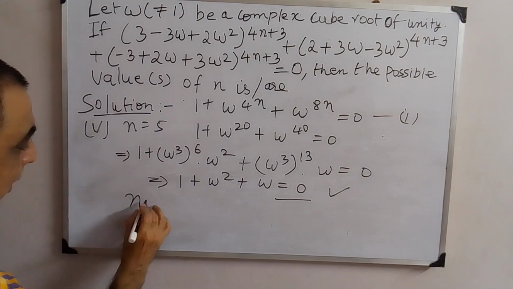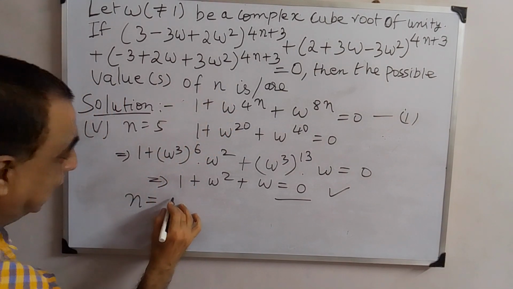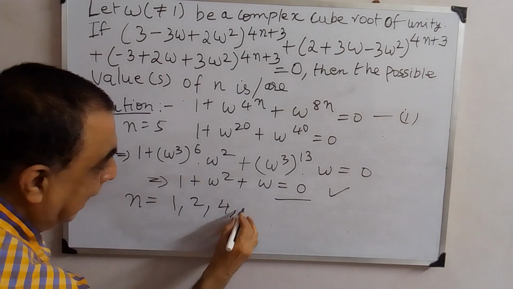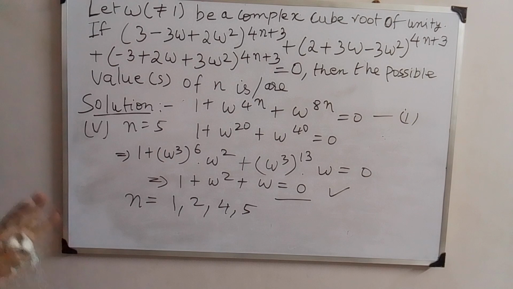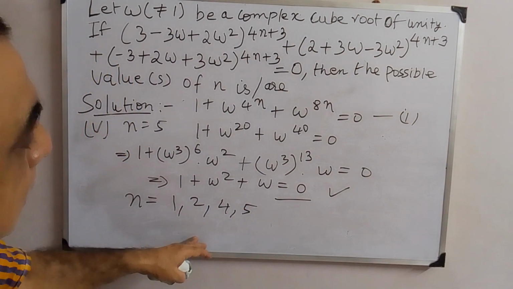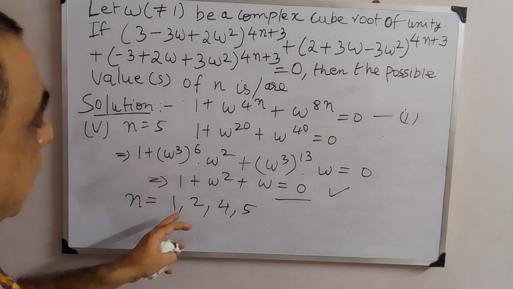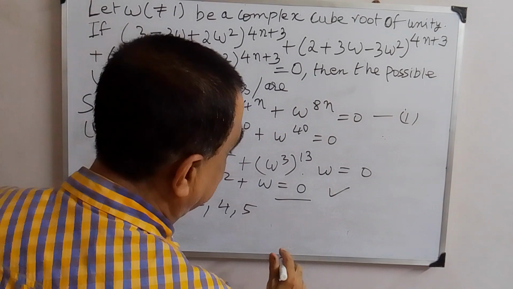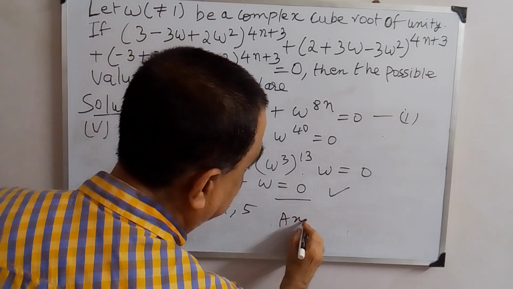So what are the possible values of n which are satisfying the given equation? They are 1, 2, 4 and 5. 3 is not a possible value. So from among the 5 alternatives given, 1, 2, 3, 4, 5, the values 1, 2, 4, 5 are satisfying the given equation for n. So that is the answer.